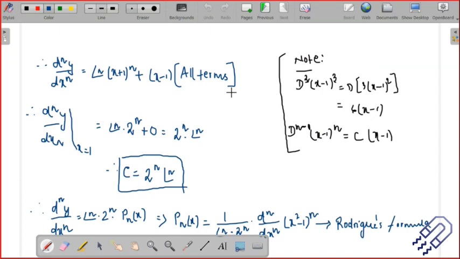we are going to find it out at x is equal to 1, and we know if we get one term (x minus 1) outside, everything will be inside. If I put x is equal to 1, this entire term will become 0. Makes it easy. This will become 0. I've got the constant as 2 to the power n factorial n. We put the values here, we find out what is the value of Pn, and this is our Rodrigues formula.